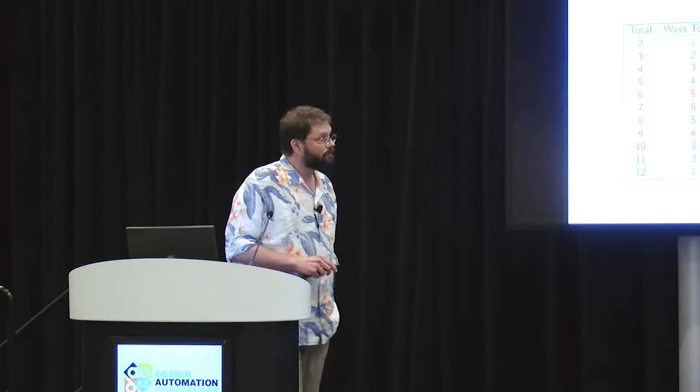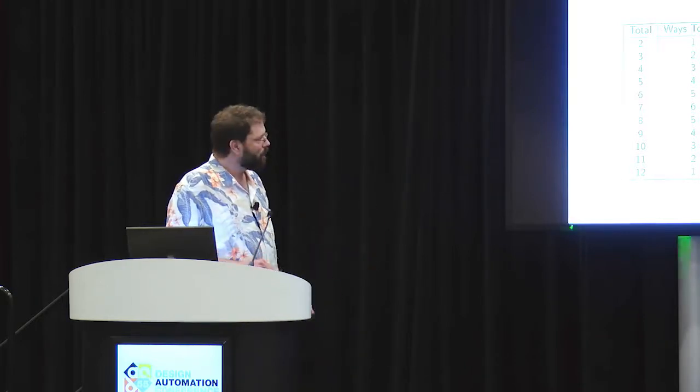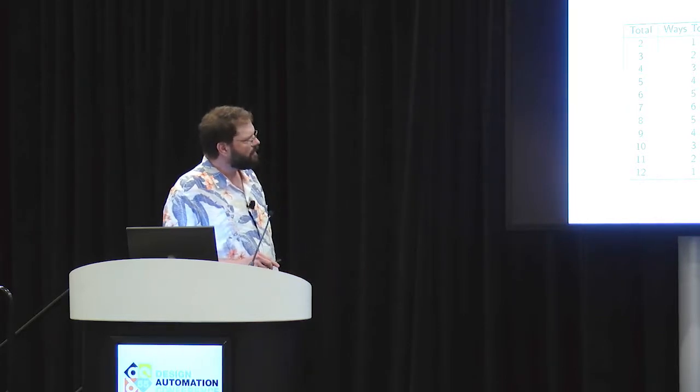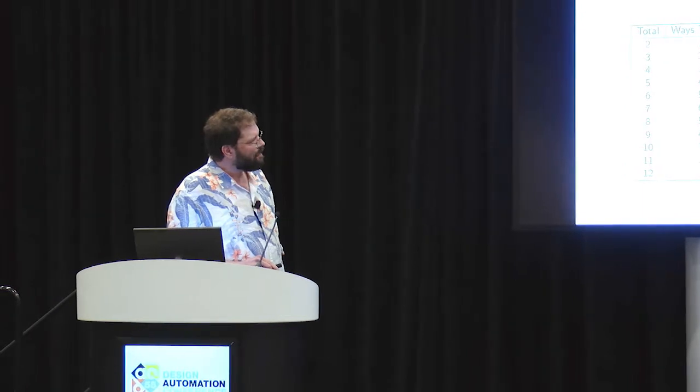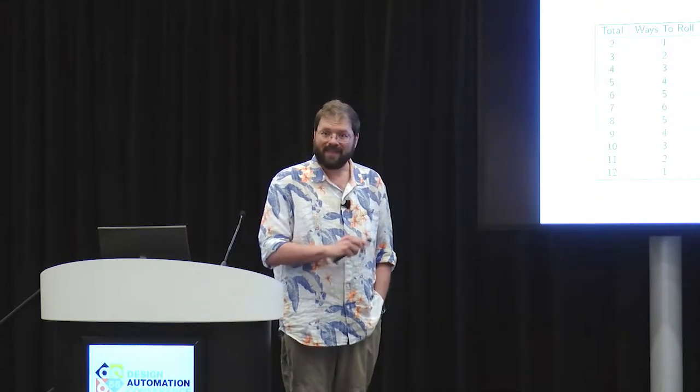Get this little table. There's only one way to roll a 2, right? That is to roll a 1 and a 1. There's only one way to roll a 12. That is roll a 6 and a 6. Bunch of ways to roll a 7. It is 6 times more likely to roll a 7 than it is to roll a 2 or a 12. If you've ever played craps, 2, 7, and 12 are really special numbers. This is why.